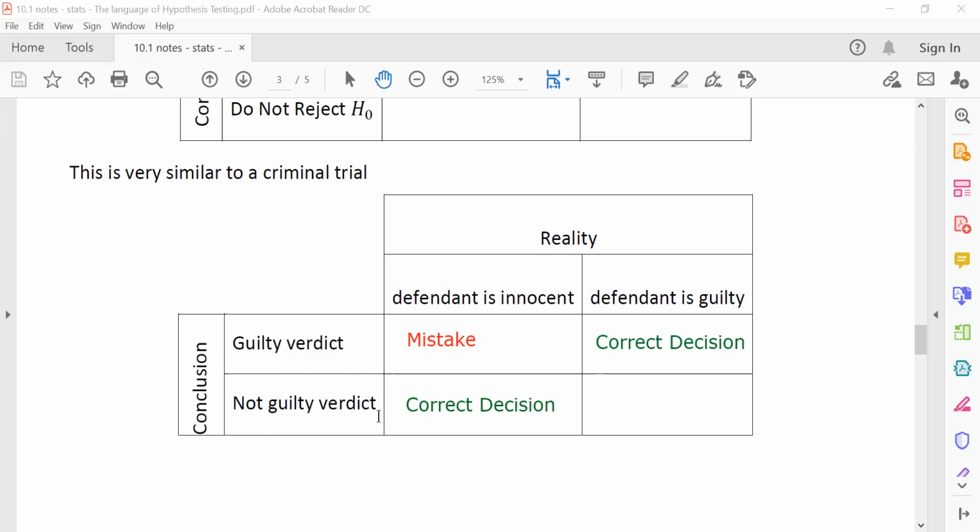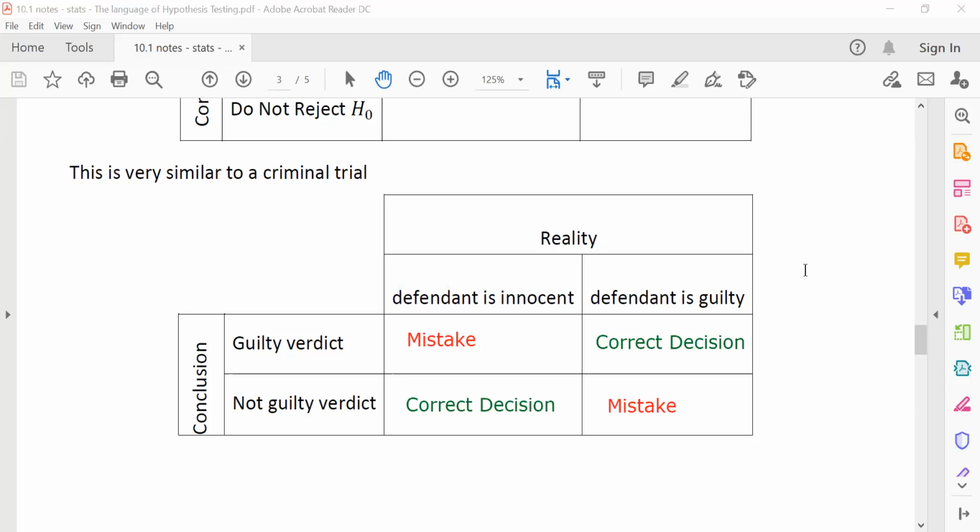All that not guilty means in a court is that we just don't have enough evidence, enough proof to convict the person and say that they were guilty. That's all the not guilty verdict means. And then, of course, finally, if the defendant is guilty, but we render a not guilty verdict, we've made a mistake. That is the incorrect decision to make there. But it's because we don't have the evidence to convict them. We're not going to put someone in jail if we're not sure that they committed the crime.